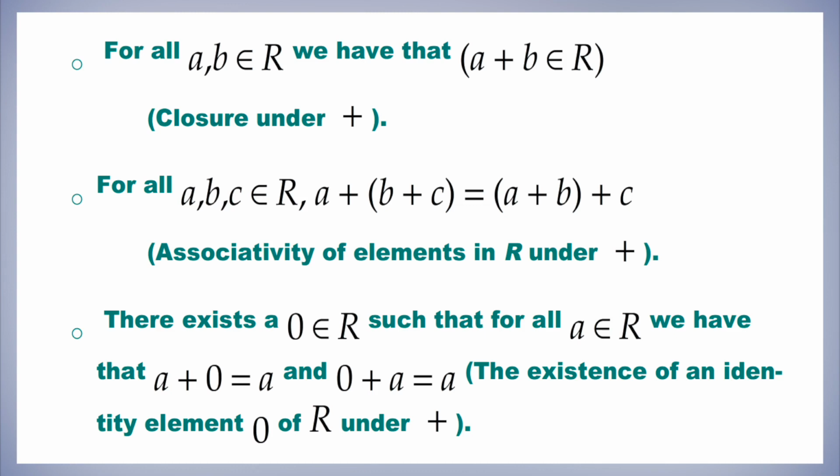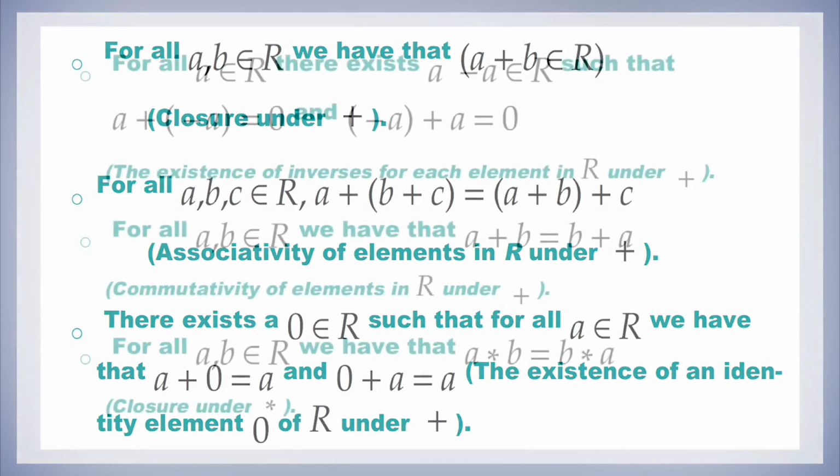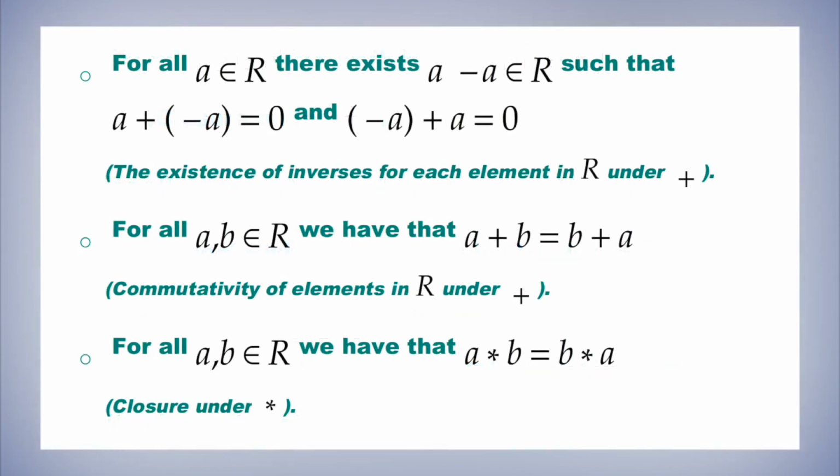There exists 0 in R such that for all a in R, we have that a + 0 is equal to a and 0 + a is equal to a: the existence of an identity element 0 under plus. For all a in R, there exists -a in R such that a + (-a) is equal to 0 and (-a) + a is equal to 0: the existence of an inverse for each element in R under addition.